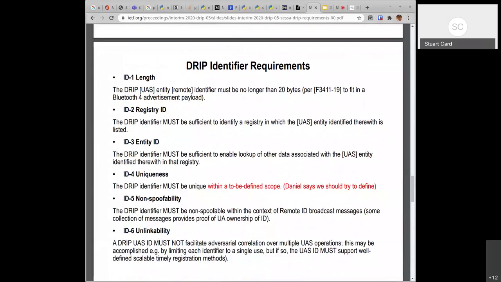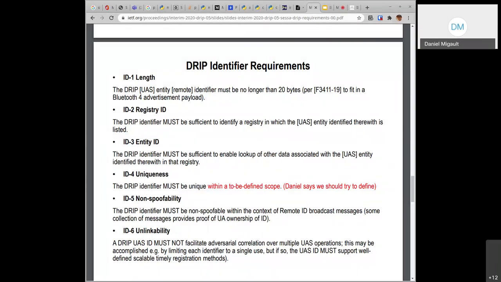Now, I've had that caveat in there of "within a to-be-defined scope" since the very beginning, because when we first started writing these, we weren't sure what the scope was going to be, and I was kind of hoping that the scope would emerge. Well, the scope has not yet emerged, and one of our co-chairs has suggested that we should, at this point, take a whack at defining it. I don't know if anyone has any suggestions on what the necessary scope of uniqueness might be here.